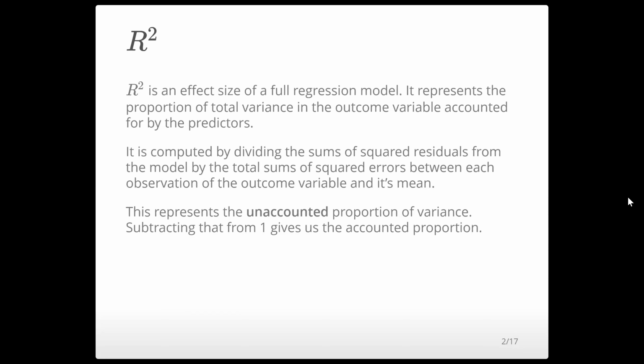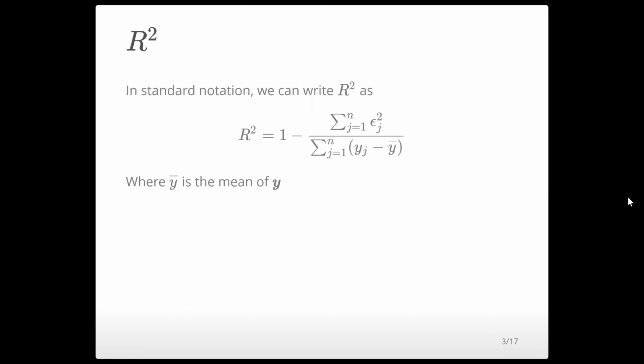We compute this by dividing the sums of squared residuals from the model by the total sums of squared errors between each observation of the outcome variable and the mean of the outcome variable. So it's essentially the sums of squares error of the model that we fit, and then the sums of squares total for our response variable. This represents the unaccounted proportion of variance. Then we can subtract that from 1, and that gives us the accounted proportion.